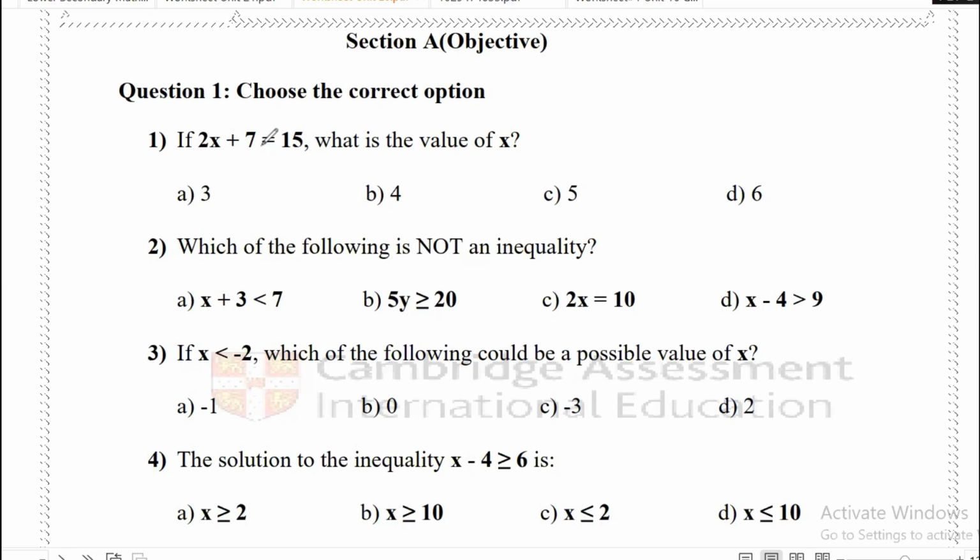So it's very easy. We can add minus 7 to both sides, or you can take 7 to the other side. That gives me 8. So x is equal to 8 divided by 2, which is equal to 4. So your option B is the correct one.